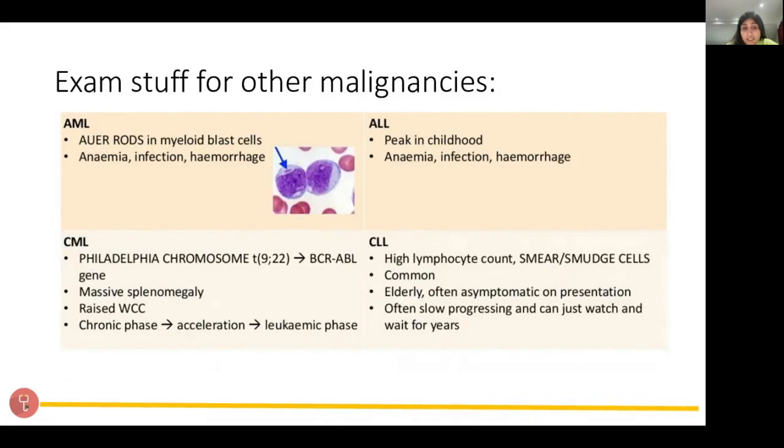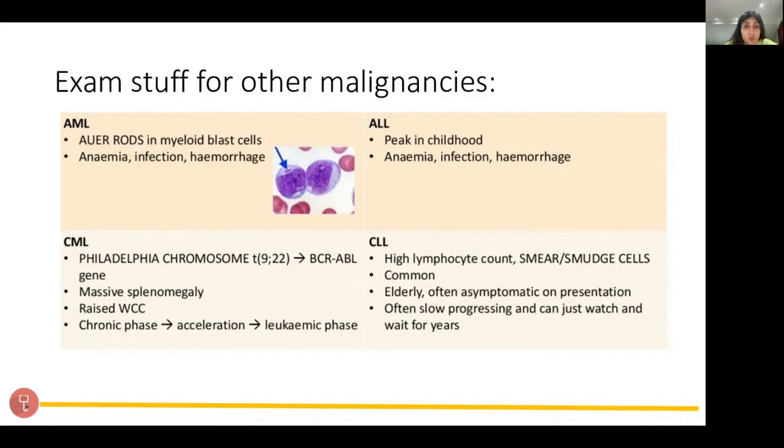And then in ALL, like I said, it's a childhood malignancy. It's got a very good prognosis in children, but a much poorer prognosis in adults. And the symptoms you get across both are similar. So with both acute myeloid and acute lymphoblastic leukemia, your hemoglobin will be low, so you get anemia.